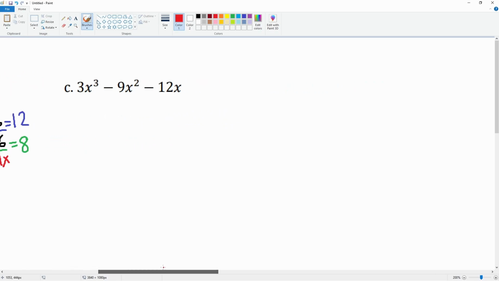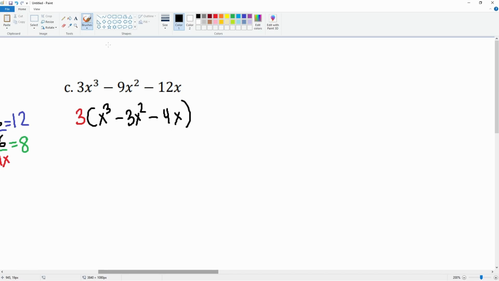Then we have 3. Again, try to pull out a GCF. It looks like 3 is what is in common for all these. So this is the GCF of 3. If we pull out a 3 from the 3x cubed, what are we left with? An x cubed. If we pull out a 3 here from the 9x squared, it becomes negative 3x squared. And if we pull out a 3 from the negative 12x, it becomes a 4x.